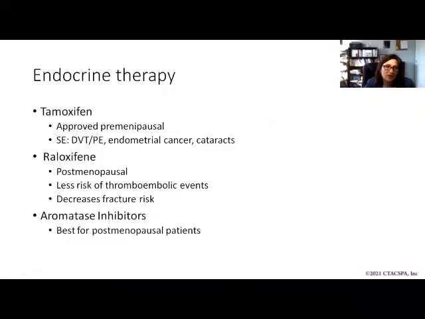Endocrine therapy, what I've seen asked in the past was tamoxifen versus raloxifene versus aromatase inhibitors. Tamoxifen is the only one that's approved for the premenopausal patients, but again, it's not safe for pregnancy, so don't give it. Its side effects are DVT and PE, endometrial cancers, as well as cataracts. Raloxifene is for postmenopausal patients. The thrombotic event risk is lower and it decreases the fracture risk, so this might be good for patients with osteoporosis. However, most patients in the postmenopausal setting will be placed on aromatase inhibitors simply because it's best.